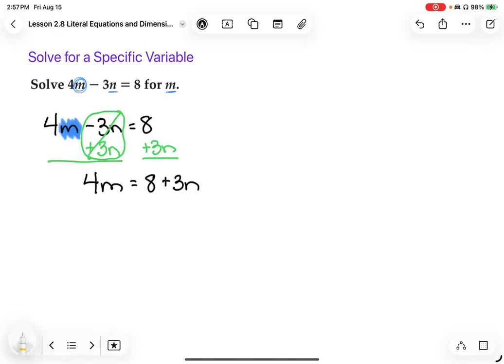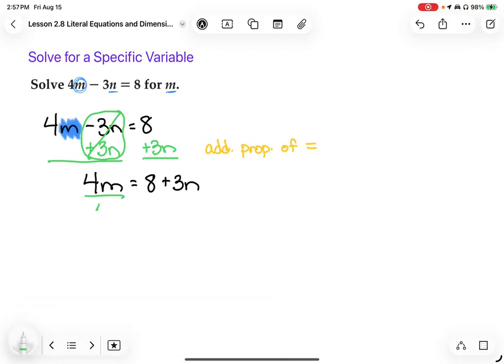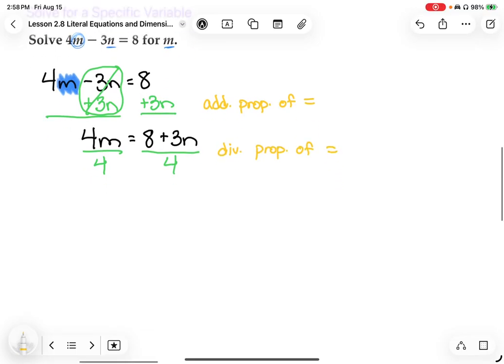Let's go ahead and show our work first. This is the addition property of equality. And now we're going to divide. So let's go ahead and divide everything by 4. There are two ways you can write this division. One of the ways is you can just write everything divided by 4. And that's the simplest way to do it. The division property of equality. In the next step, I'm going to show you the other way to do it. Put everything over 4 like that.